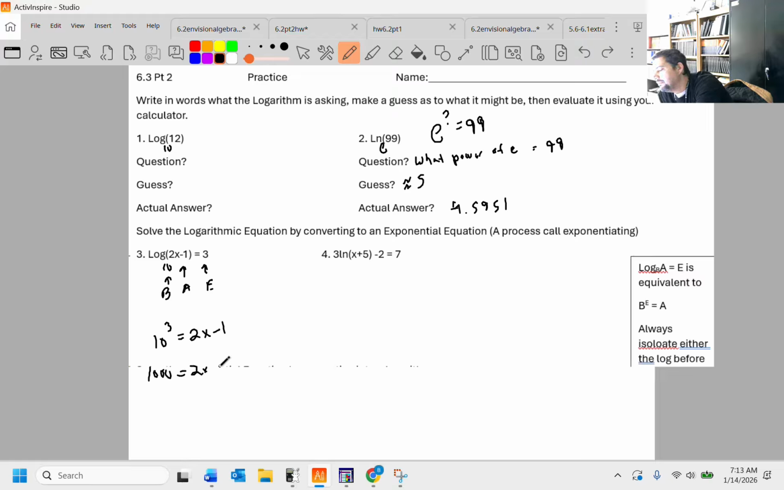2x moves. We're going to add 1 to both sides. It's 1,001. And then we're going to divide by 2. So there's your x value. It's 1,001 over 2. If you want to write 500.5, so be it. All right. Probably should have done 4, but remember, put an e there and then take it from there. Isolate. It says always isolate the log. It should just say always isolate the log before you do anything.